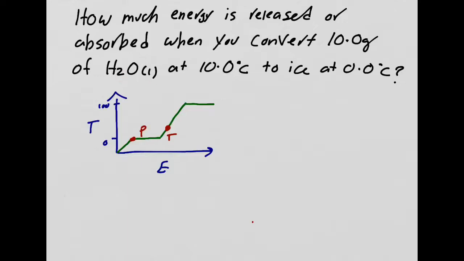So you have water liquid at 10. So here would be, this is about 10. And then I'm going to go to ice at 0. This is liquid at 0. This is ice at 0. Now, I have to do a temperature change first. You know how to do a temperature change first.